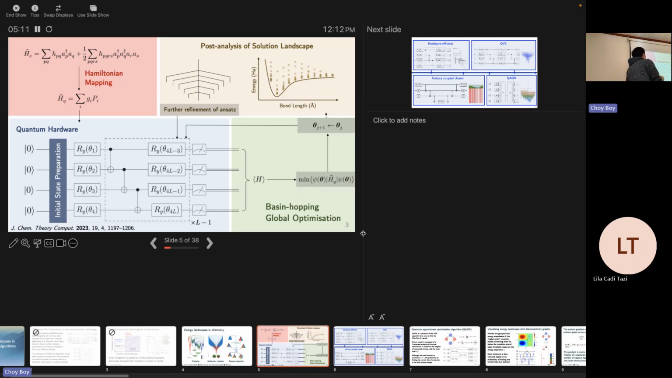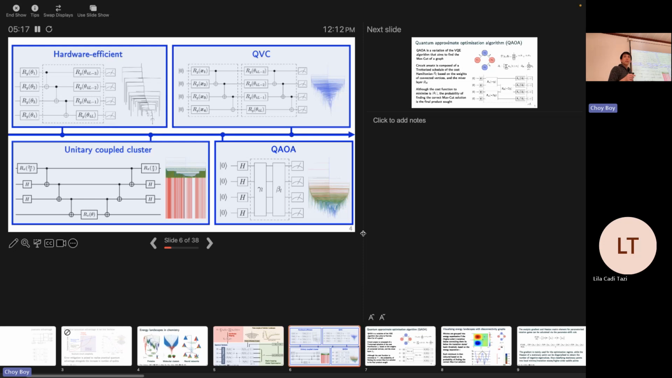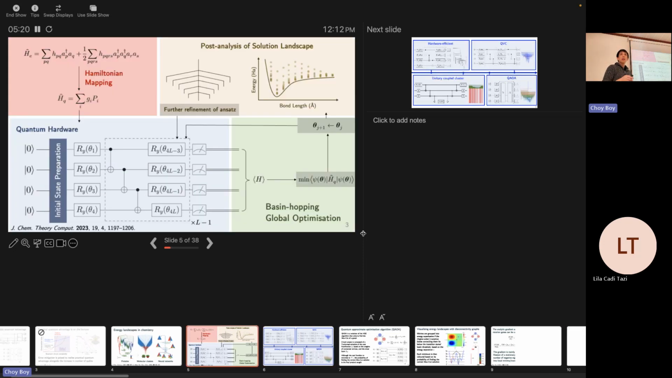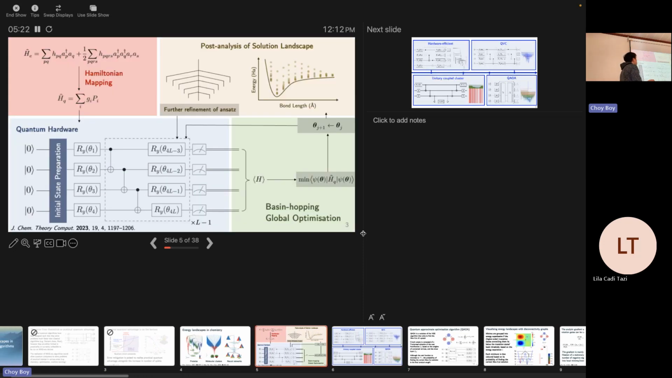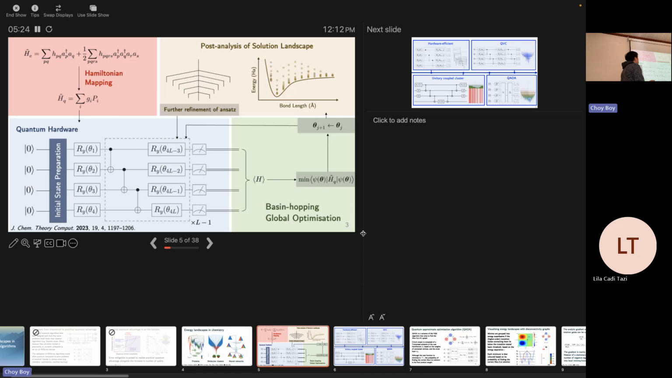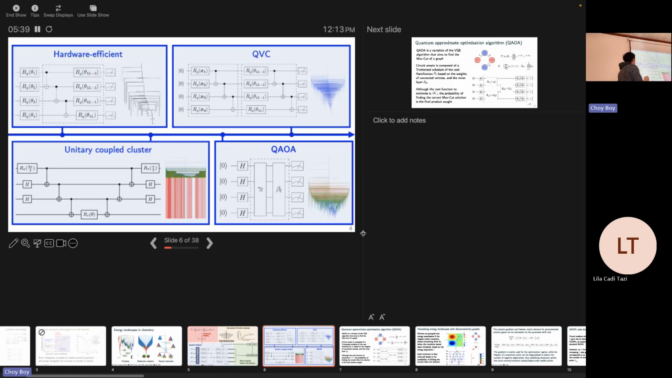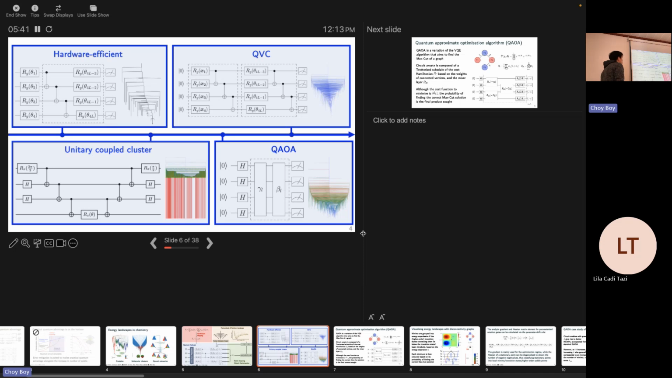After that, we can use this information to refine the ansatz that we have. We also aim, from the local minima, to find databases of connected minima, and we plot and visualize them by means of connectivity graphs, which I will show later. These are some of the ansatzes that we are currently working on.